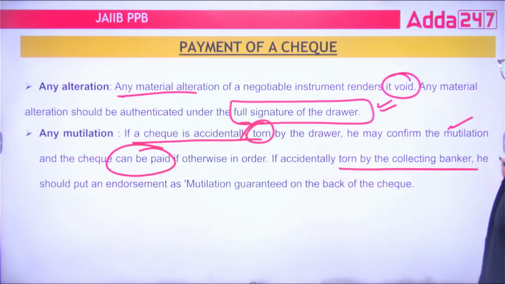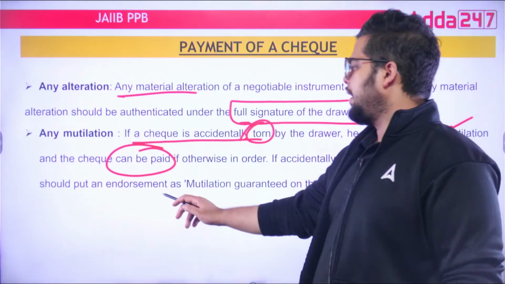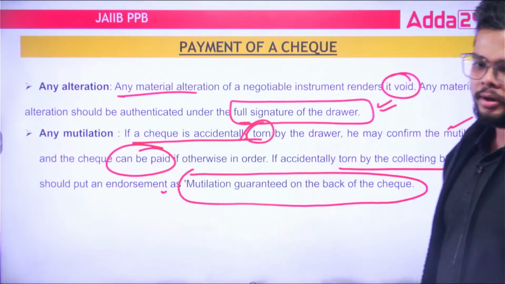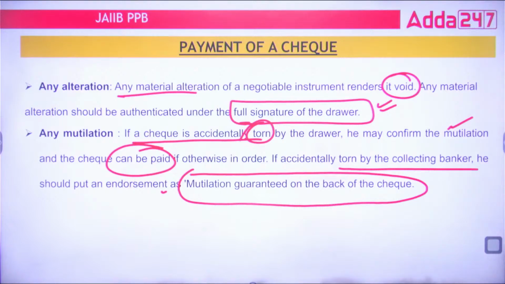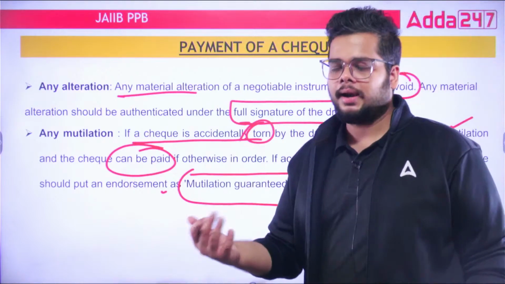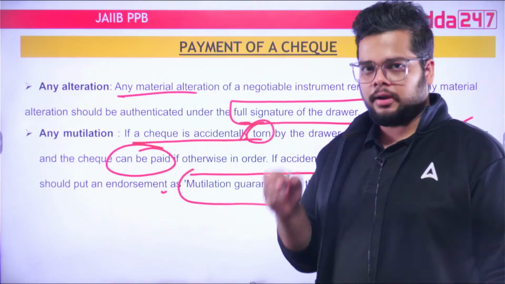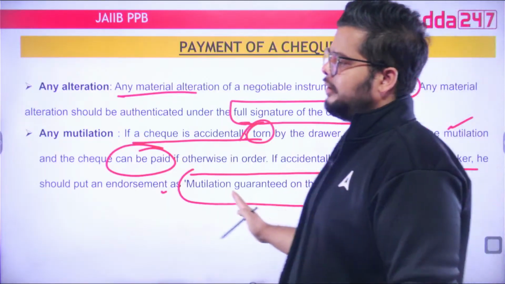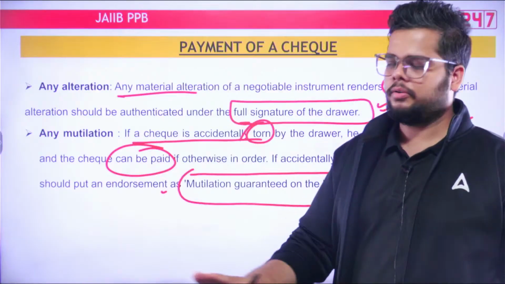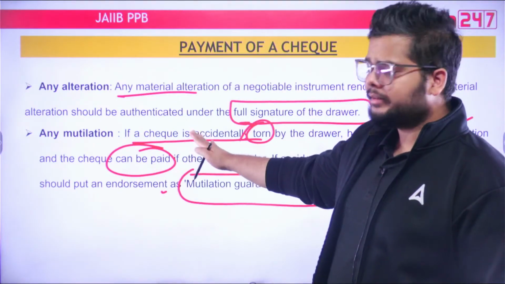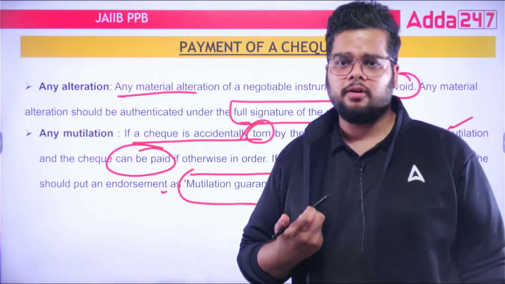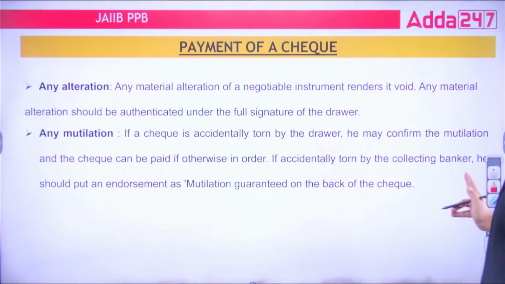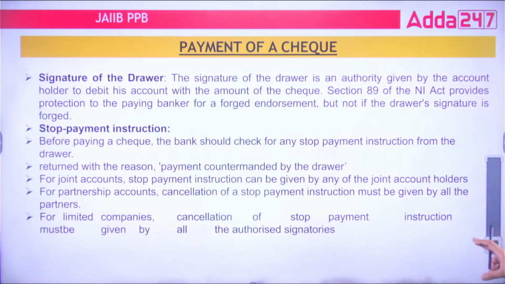If accidentally torn by the collecting banker, he should put an endorsement as "mutilation guaranteed" on the back of the check. That is, from our end it has happened, and we acknowledge our mistake. Mostly mutilation is taken very seriously in banks. If you are a new banker, do have this in mind while collecting any kind of check, that mutilation should not be done. Otherwise, some bankers are reprimanded because of that also.